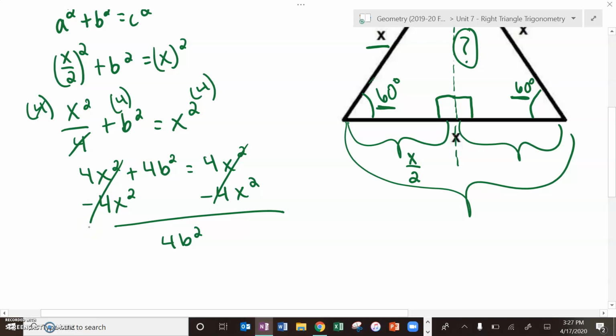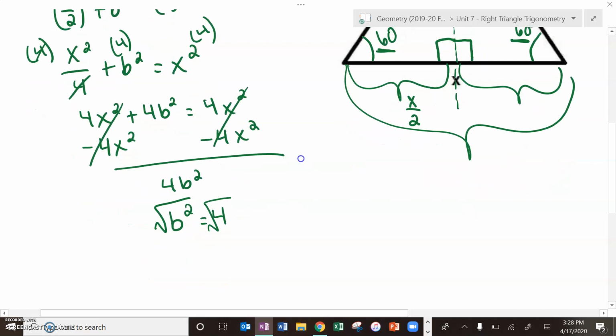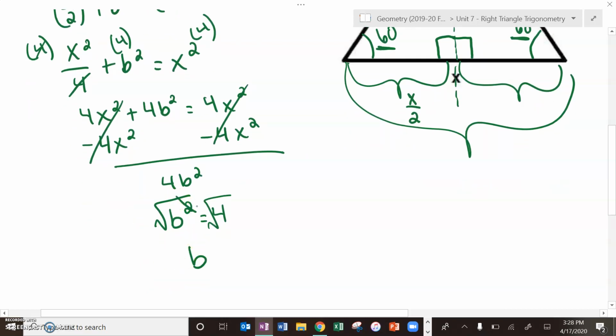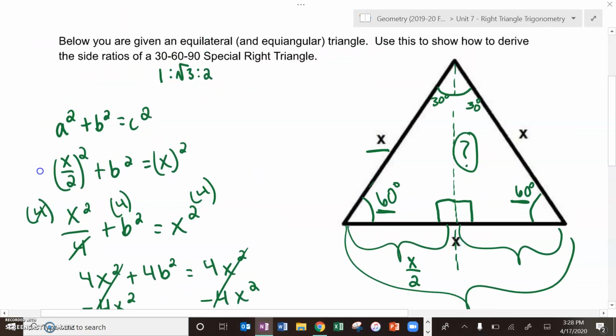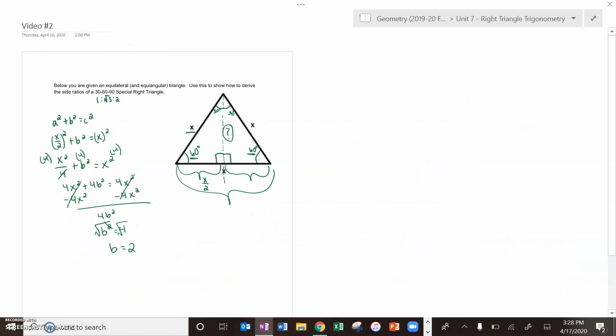And so now we have b squared equals 4. We're going to take the square root of that, and the square and square root cross out, and b equals 2. So we have found that the altitude, this side that we were looking for right here, is equal to 2. So this is it.